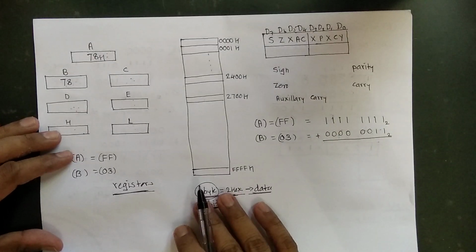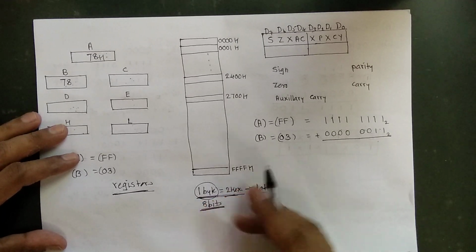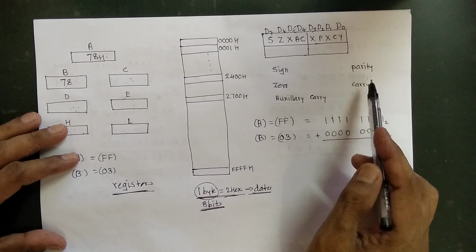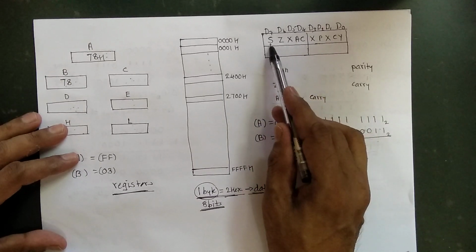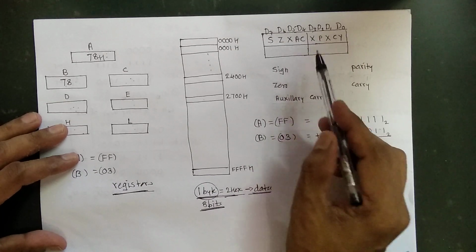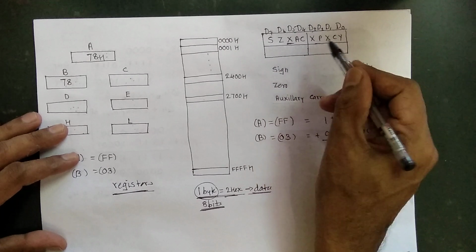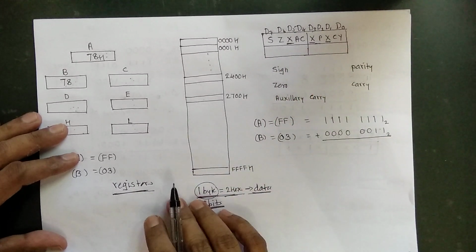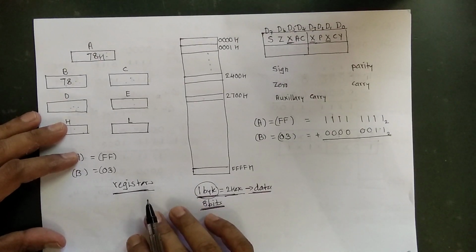In 8085 we have 5 flags. The names of the flags: sign flag, zero flag, auxiliary carry flag, parity flag and carry flag. That means here the register has a capacity of 8 bits and we have 5 flags. That means 3 bits of the flag register are unused, also called a don't care condition. Let us take an example of how the flag gets affected.